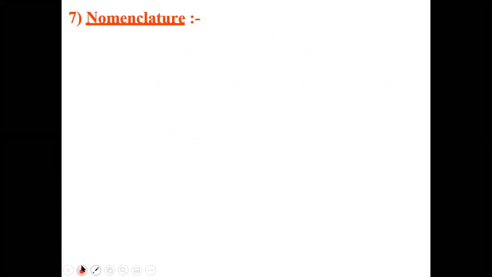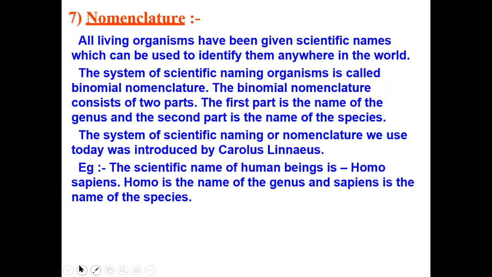Next is nomenclature. What is nomenclature? All living organisms have been given scientific names which can be used to identify them anywhere in the world. The system of scientific naming of organisms is called binomial nomenclature. Binomial nomenclature consists of two parts. The first part of the name is the genus and the second part of the name is the species. The system of scientific naming we use today was introduced by Carolus Linnaeus.